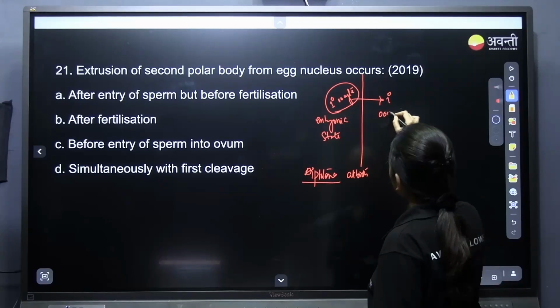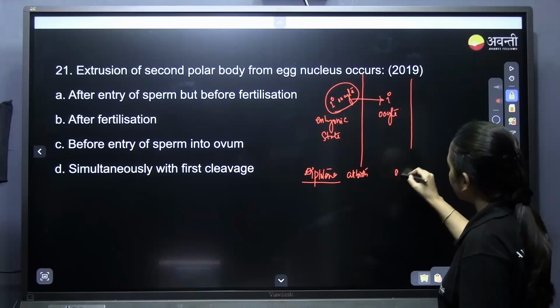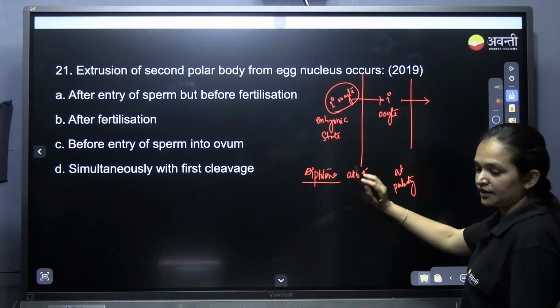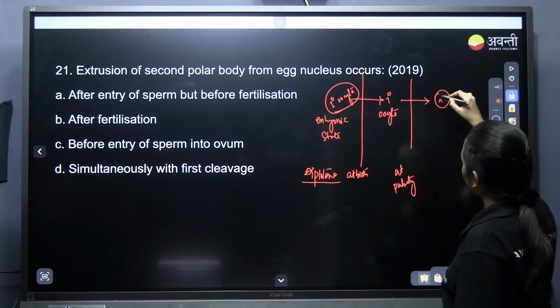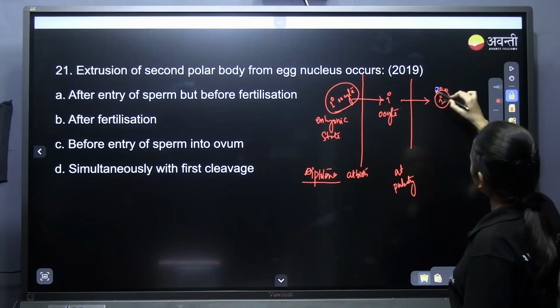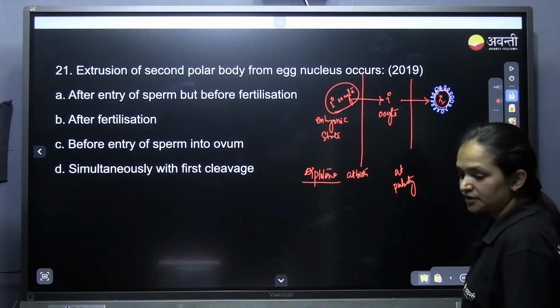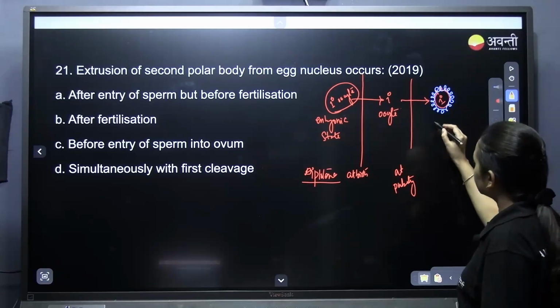This is primary oocyte. This primary oocyte at puberty undergoes changes. From diplotene it goes on to the next stages. Here the formation of follicles around it takes place, so we call it a primary follicle.